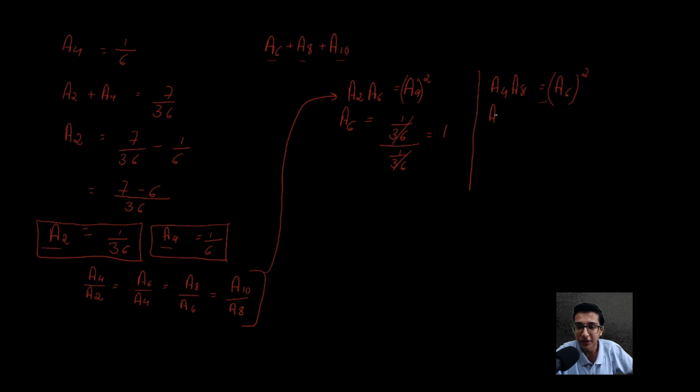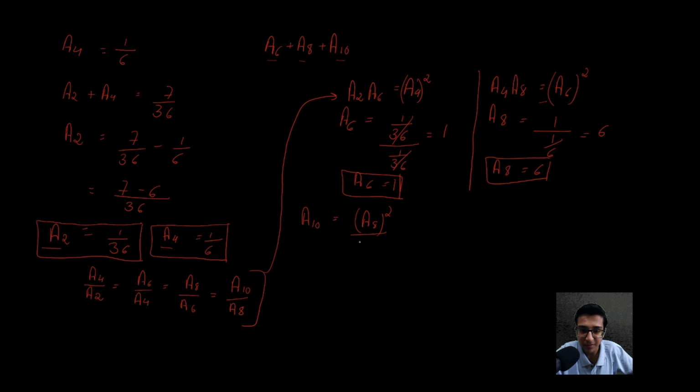So we can find out the value of A8 from here. A6 is 1, whose square also remains 1, upon A4, which is 1 by 6. So this becomes 6. So we've gotten the value of A8 also to be 6. Gotten A6 is equal to 1. And now A10. Again, it becomes a lot easier for us. We can write down A8 whole square divided by A6. So A8 we have 6. 6 into 6 becomes 36, and A6 is 1. So A10 also comes out to be 36.